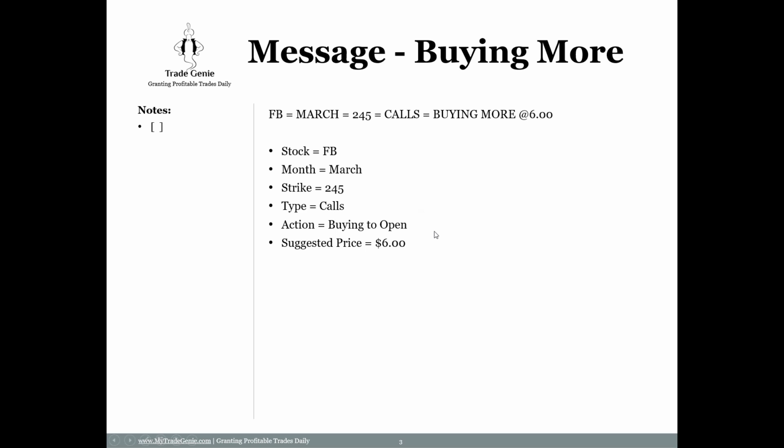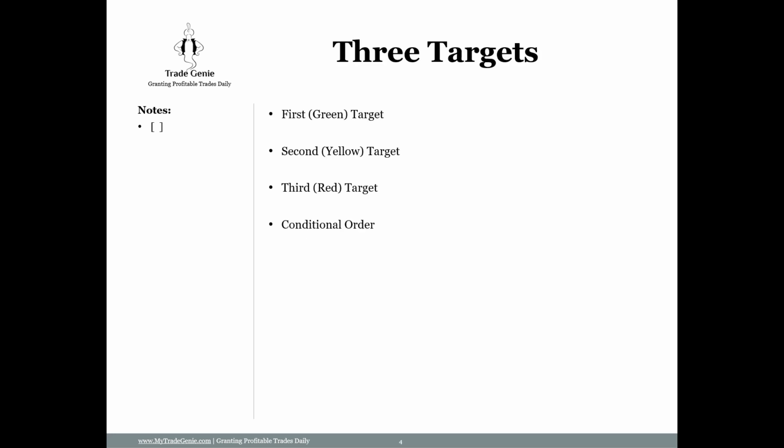So let's say we bought another, I send you the message, buy more at 6. If you have allocated a certain dollar amount for the trade and you have leftover money, you can allocate another contract. So that's another message that goes like that.